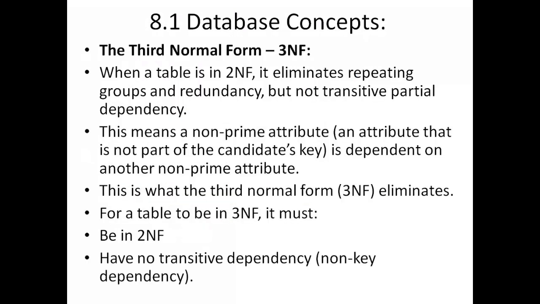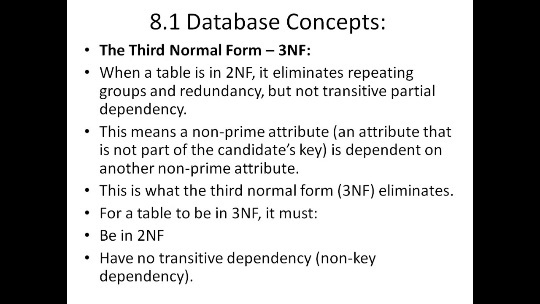So in order to make these tables in 2NF form, we will have to remove this teacher name field to somewhere else. Then we have the third normal form, or the 3NF. When a table is in 2NF, it eliminates repeating groups and redundancy but not transitive dependency. This means a non-prime attribute, or an attribute that is not a part of the candidate key, is dependent on another non-prime attribute or non-primary key attribute. This is what the third normal form eliminates.